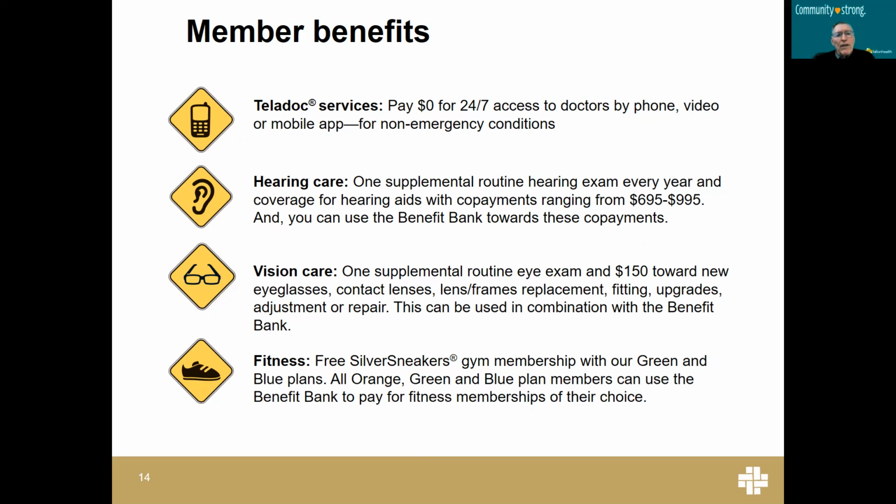And it also includes a fitness benefit. So the green and the blue plan include the SilverSneakers program that I mentioned briefly previously, and there's no gym membership on the orange plan. So the benefit bank dollars come into play. You could utilize the gym membership at a local gym that you may want to participate in. There's no network as far as restrictions to where you can utilize that gym membership. Again, that benefit bank card is yours to use as you see fit.